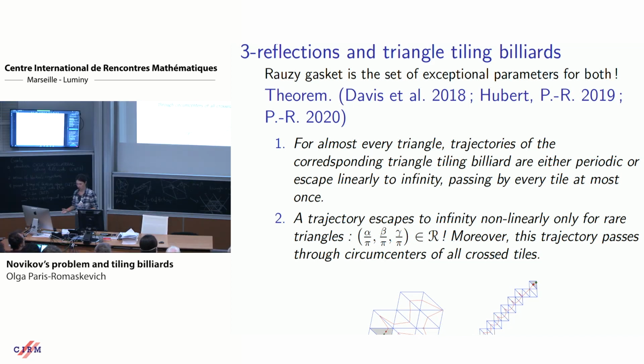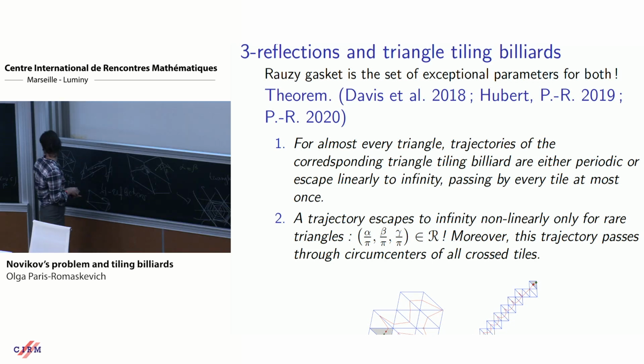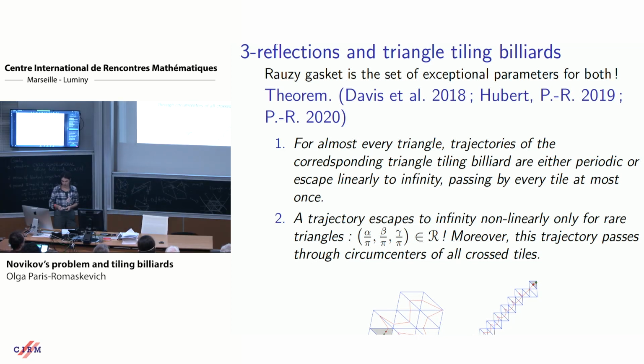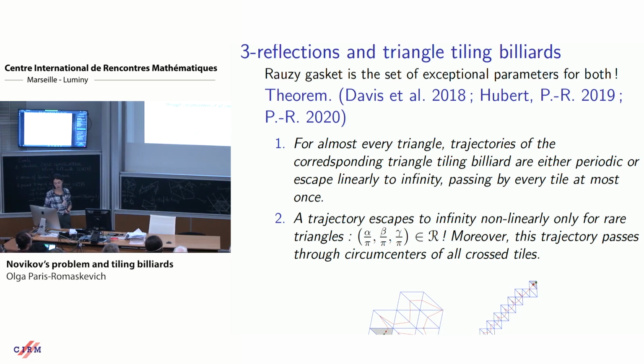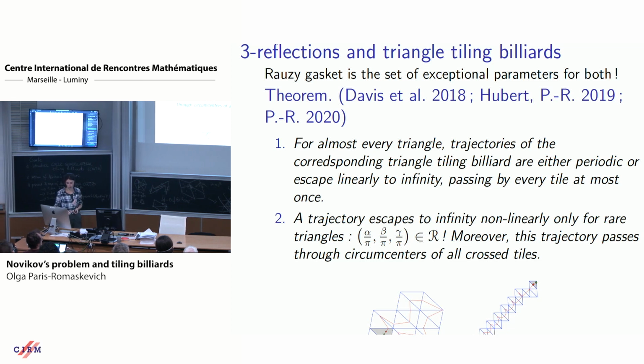So this is a behavior. Almost any trajectory is either periodic, or linearly escaping, and there are these exceptional trajectories which live on exceptional triangle tilings and have to pass by circumcenters of all the tiles they cross. And you see that it's a correct statement, because if I cross one circumcenter, I am obliged to cross another one because of the folding. So the distance to the circumcenter is an integral of motion.